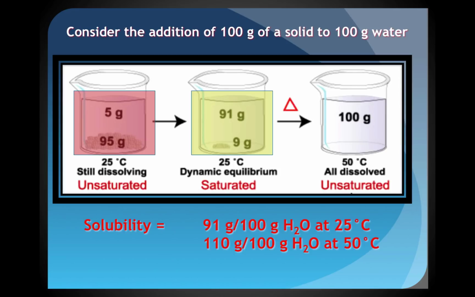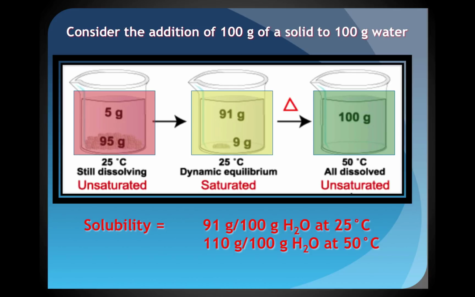This condition is known as dynamic equilibrium. In a saturated solution, the dissolved solute is in equilibrium with the undissolved solute. So the solid at the bottom is dissolving, and at the same time and at the same rate, the dissolved solute is recrystallizing. Now, if we heat up this beaker and its solubility goes up to 110 grams, all 100 grams of solid will dissolve in the water.